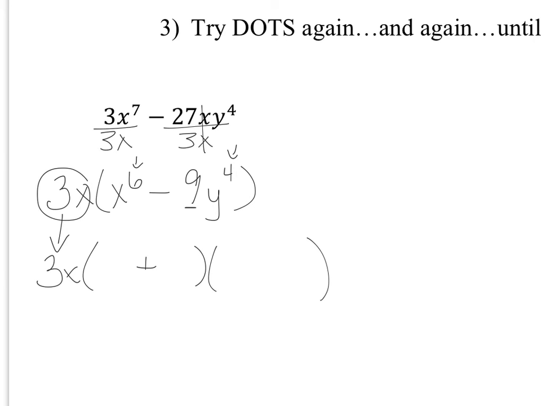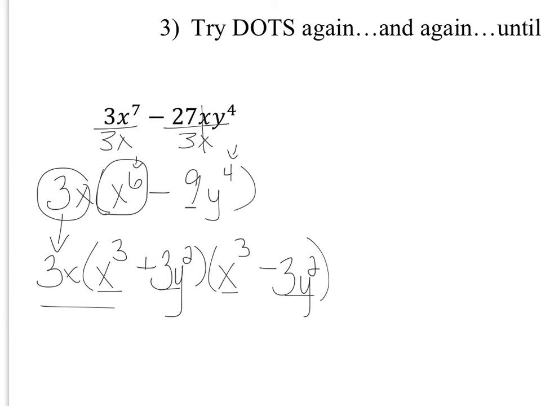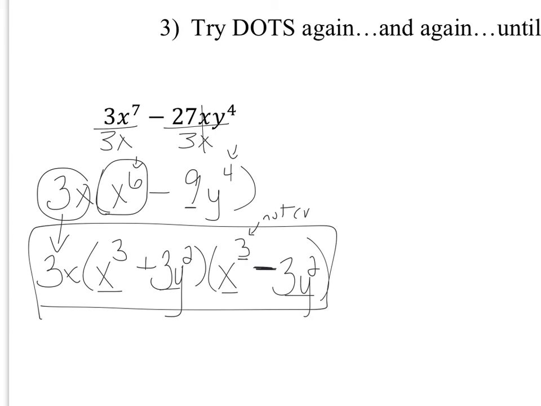So remember, one's plus and one's minus, and these guys always have a pair. So the square root of x to the 6th is x to the 3rd. The square root of 9 y to the 4th is 3y squared. And this is the full answer. Okay? There's a minus sign here, and this is a binomial, but this is a 3. So that's not a perfect square because that has to be an even. So I can't factor this anymore.